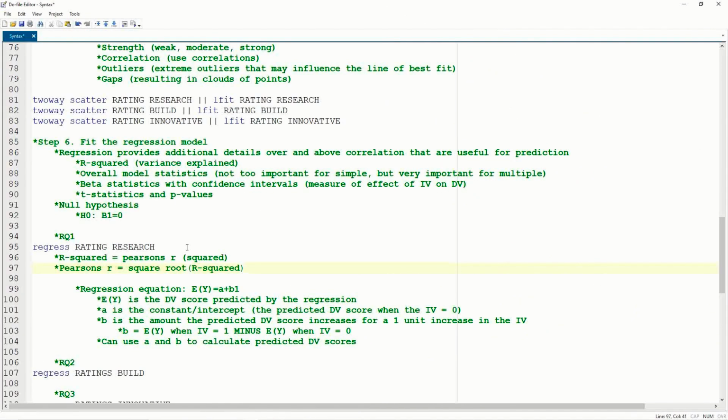So if, for example, I was asked the question in a quiz or something like that, if I have a Pearson's R of 0.5 between two variables, how much variance do they explain in each other? I could simply square that Pearson's R, and that will give me my r squared. And then I could say, well, this is how much variance they explain in each other. So you can move between the two.